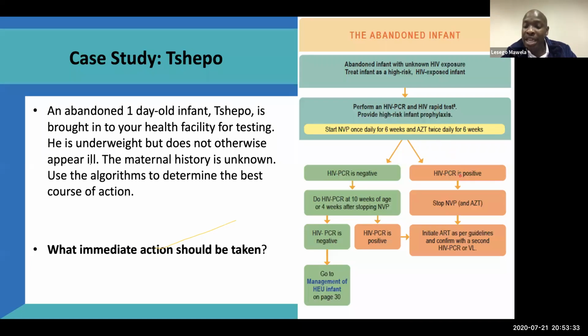If the PCR test comes back positive, obviously, we think that the child might be infected. We start the child on ART and confirm with a second PCR. If the PCR comes back negative, we continue the prophylaxis and when the child is 10 weeks old, we'll repeat the PCR. If that PCR is positive, the child needs ARVs. If it's negative, I think we are dealing with a child who is negative because now we have 2 negative PCRs, especially if the child is not being breastfed. We think the child is negative.